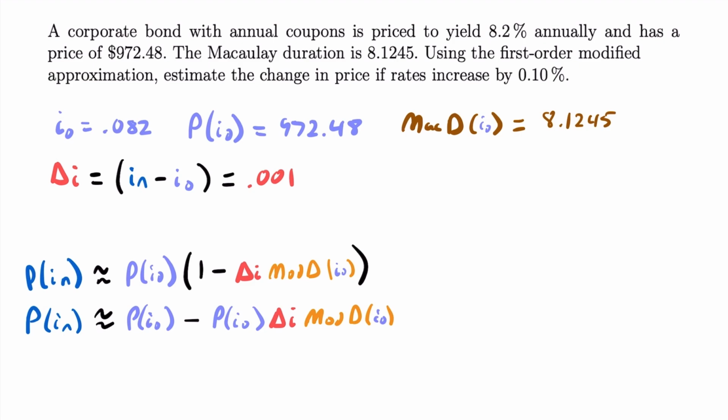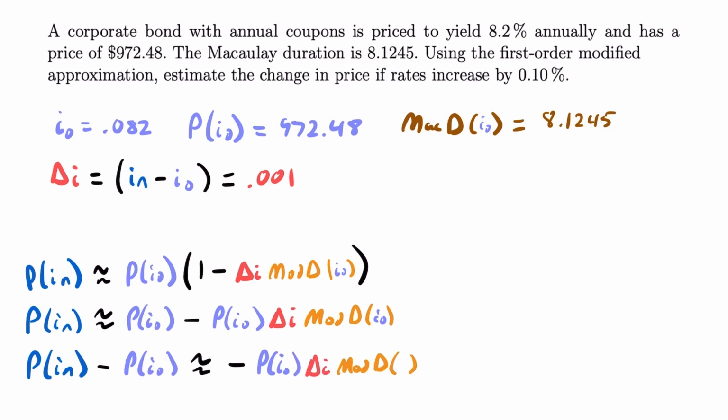Okay, now the reason I did that is because now we can subtract the original price from both sides of this equation, or I guess you could call it an approximation, not an equation. However you want to view it, we're going to subtract the original price from both sides regardless. We're going to have the new price minus the original price is approximately equal to the negative original price times delta I times the modified duration using that original interest rate. Okay, and what we have here is how we can estimate the change in the price.